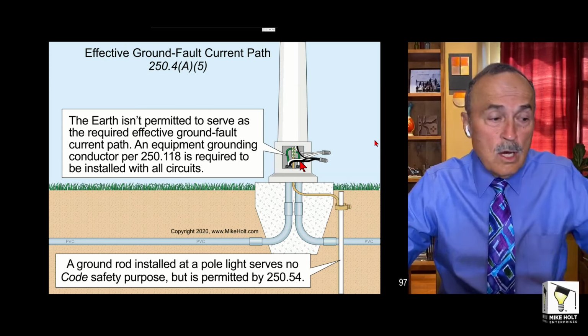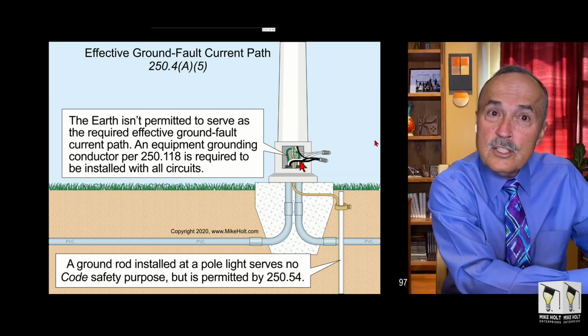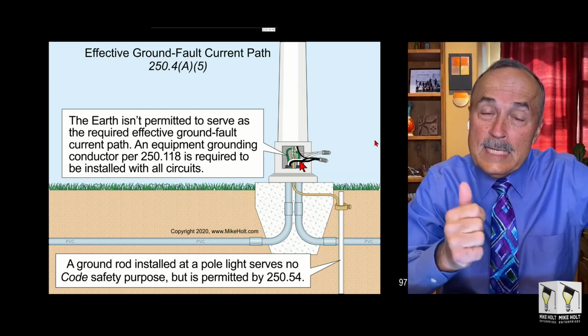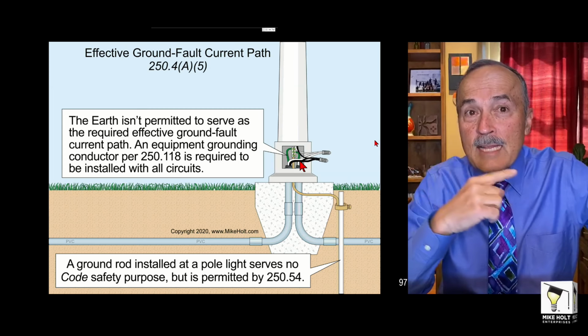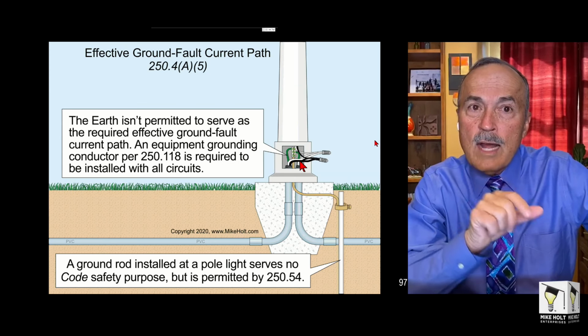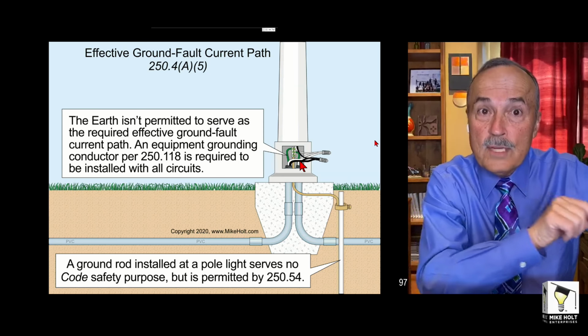And if you go to Article 100 and you read the definition of an equipment grounding conductor, Eric Stromberg, my buddy who's on our video team, got that definition revised. And we've talked about that in the past. It's part of that ground fault current path. It's part of the effective ground fault current path.